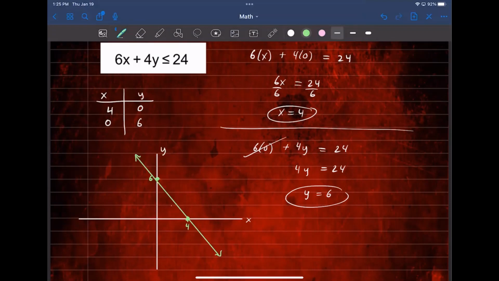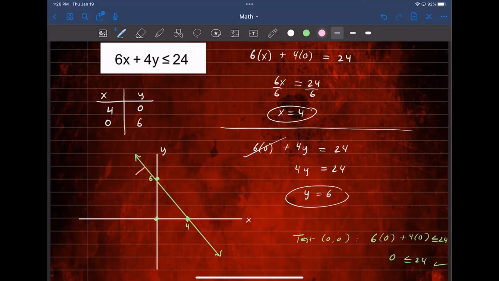Now I want to know if I'm going to shade in this direction or that direction. Is it the upper half or the lower half? But which way? So we pick a point. Again, always pick the origin because it's easier to test. So I'm going to pick this point and it's not on the boundary line. Plug it in here. So we're going to test 0, 0. So you have 6 times 0 plus 4 times 0 is less than or equal to 24. So we have 0 is less than or equal to 24. Yes, 0 is indeed less than or equal to 24.